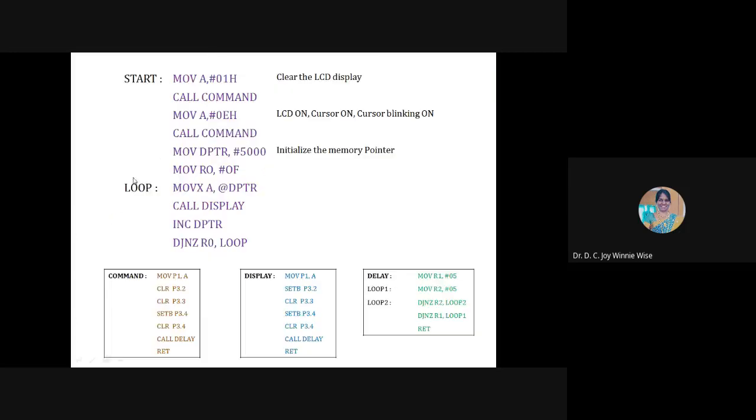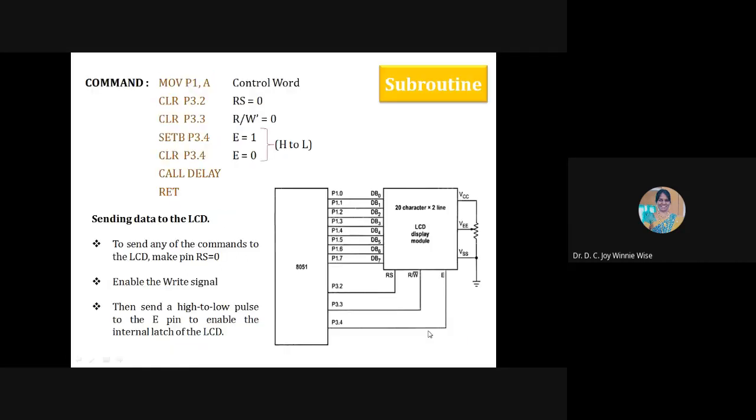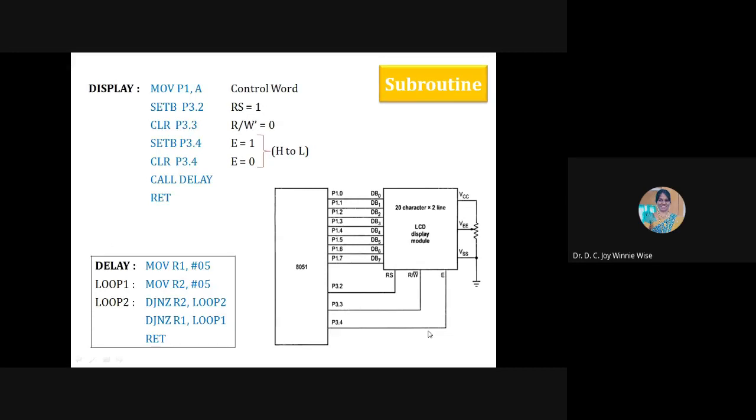So let's go to here. See here, a command is calling another subroutine that is placed here. So that is recursion. Next, let's go to the display routine. See here, this A contains the value to be displayed, which will be in the memory location.